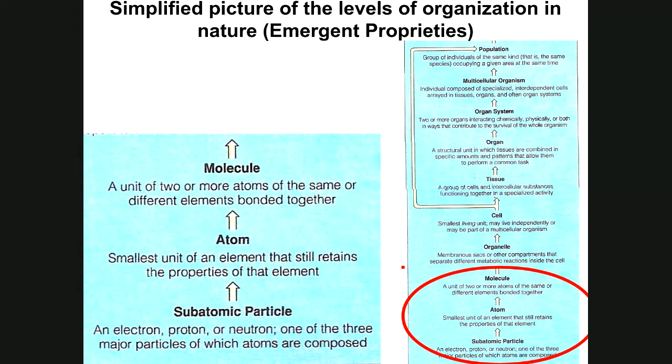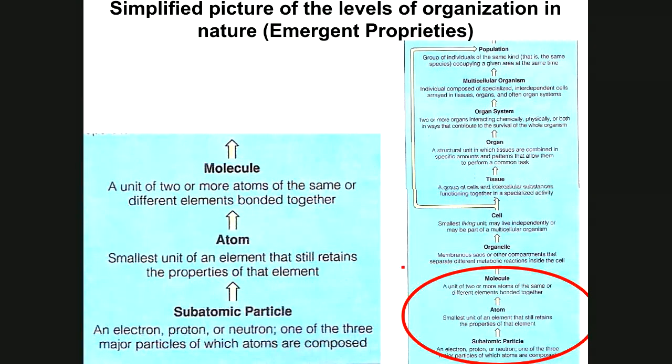So let's focus on carbon, for example. Carbon is made of electrons, neutrons, and protons, the three major particles of which atoms are composed. They came together to make an atom, which is carbon, and carbon can make a molecule with another oxygen, another oxygen, to make CO2, for example. So CO2 has a property that the atom carbon by itself and the oxygen as an atom by itself does not have.